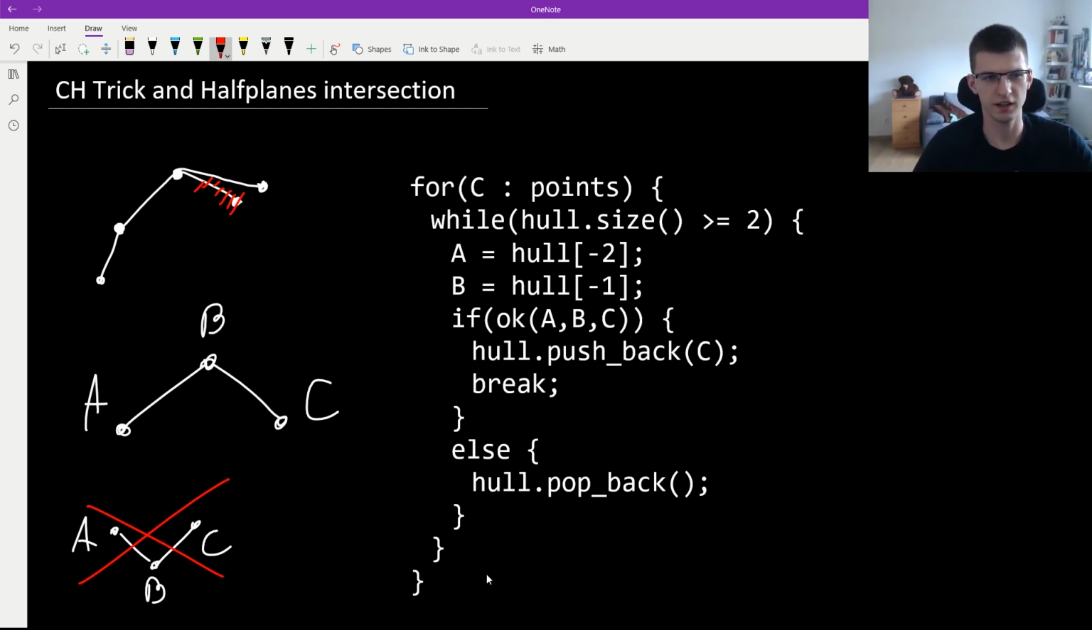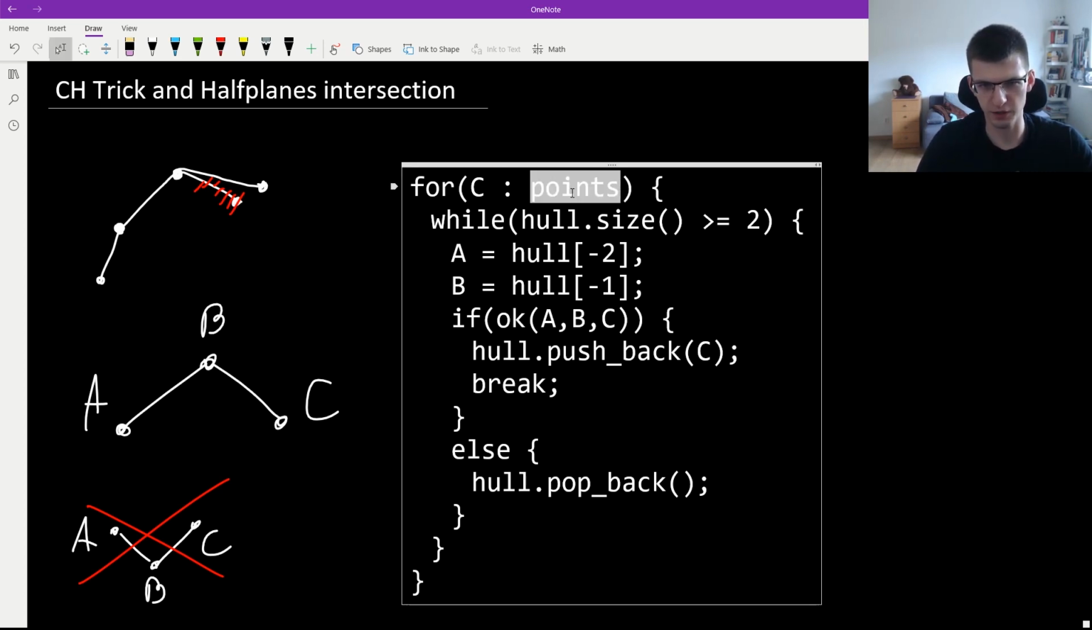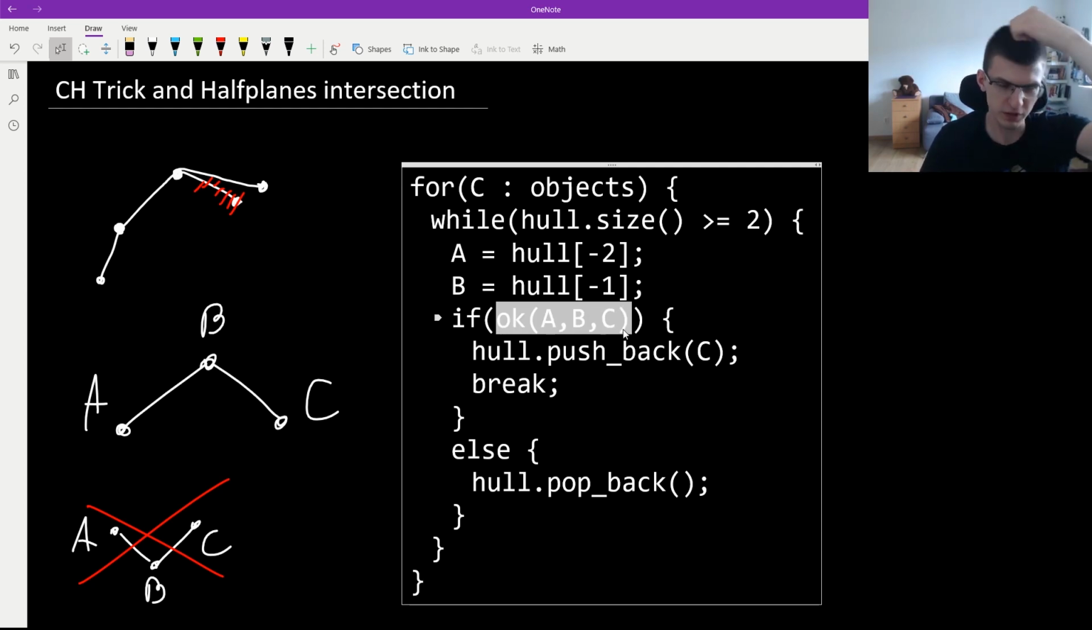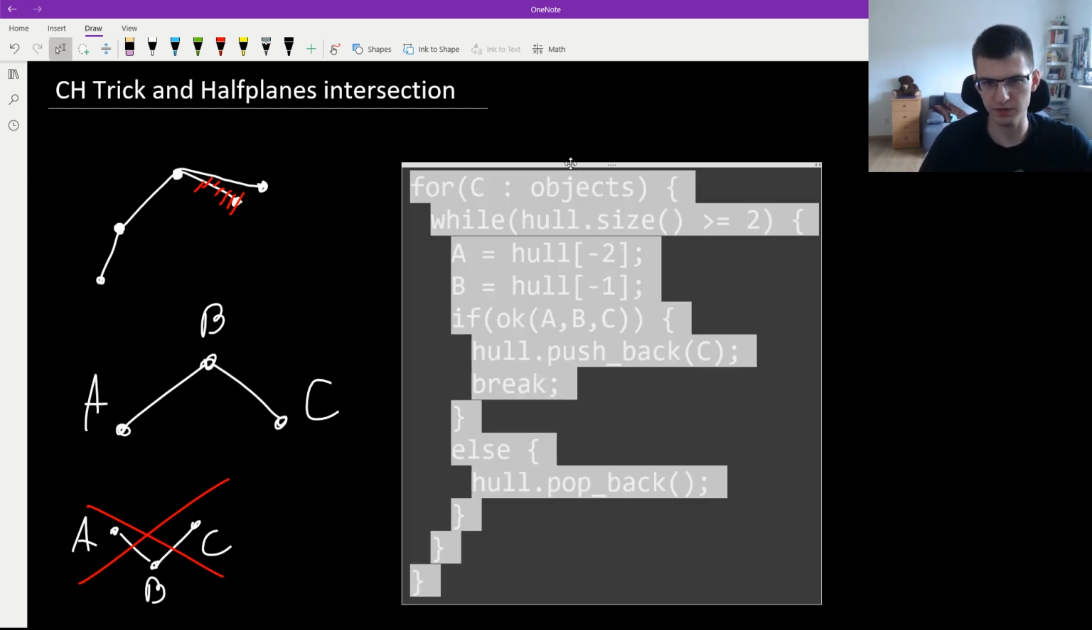And the cool thing is this works for the code that we have here. Maybe I will change the name here to objects. It works also for lines. It also works for half planes. This is universal. It's just that the function ok will change. The implementation of this function will be different. What happens for lines? How to move it?